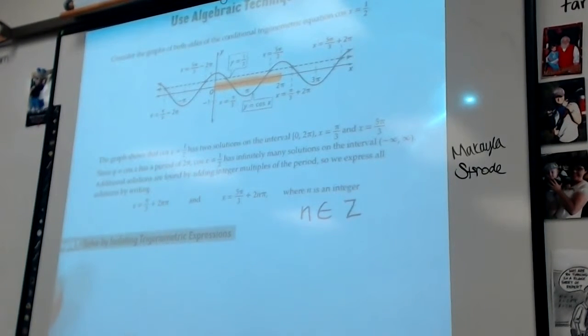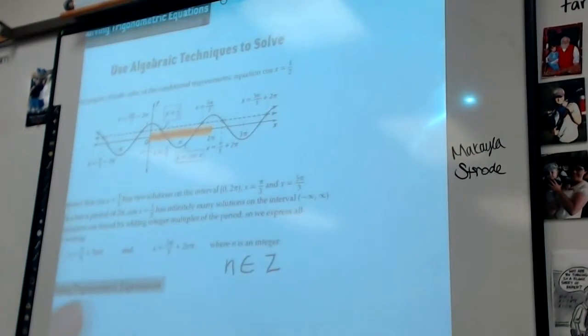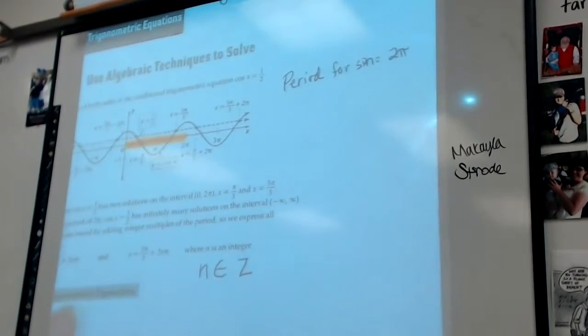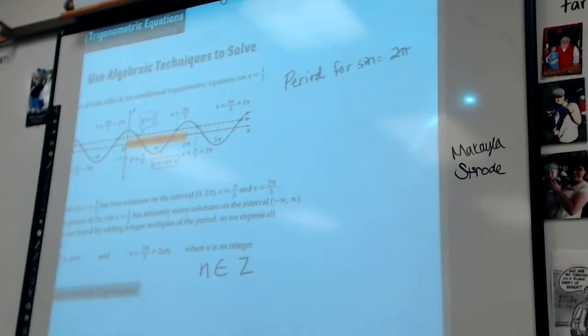All right, now before we move on, we need to talk about what the period is of each of our functions. The period for sine is 2 pi. It's one full revolution around the circle. Now you remember what period is, right? It's how far the graph goes and then repeats itself. Okay, so one period for sine is one time around the circle, then it repeats itself.